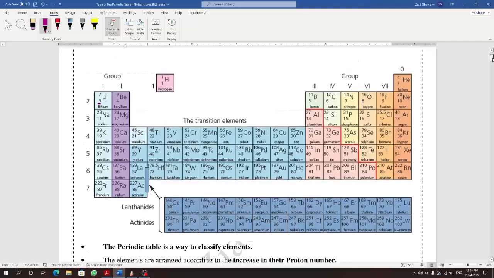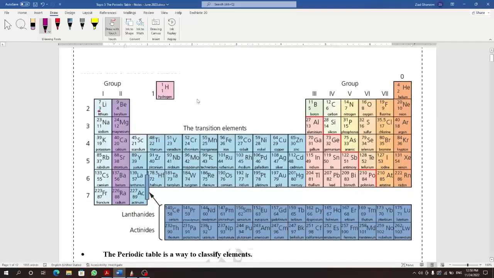Elements in the periodic table are arranged in two different ways. The vertical arrangement right here is called a group, while the horizontal arrangement is called a period. Here we have the group number, which indicates the valency electrons, meaning that in the same group, elements have the same number of valency electrons. So in group 1, for example, all of these elements have one electron in their outermost shell.